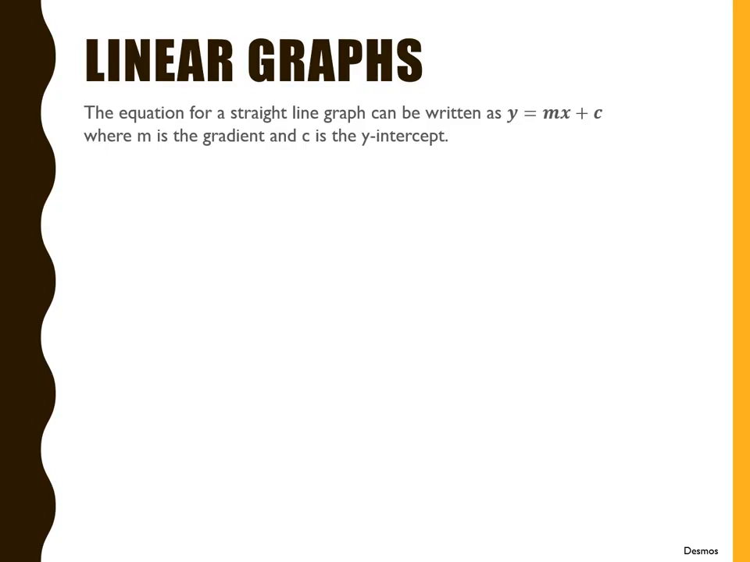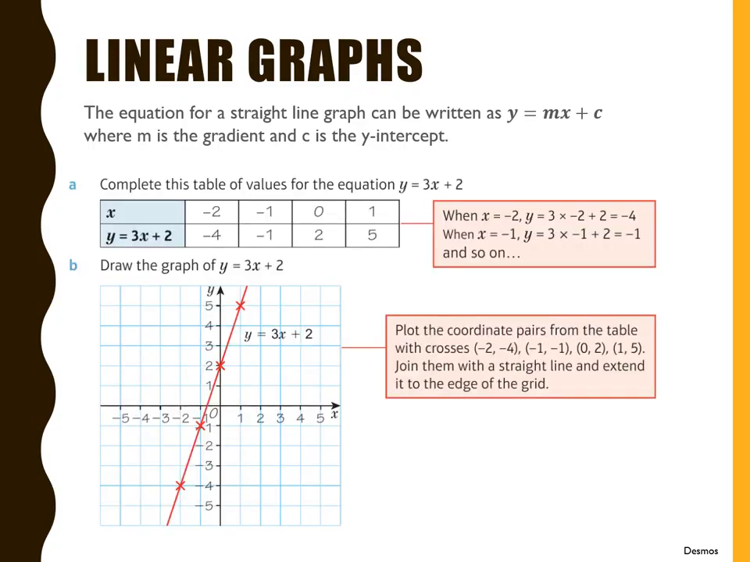The equation for a straight line graph can be written as y equals mx plus c, where m is the gradient and c is the y-intercept, which means it crosses the y-axis at c. If we were told to draw the graph y equals 3x plus 2, the first thing we need to do is have a table of values. So this is called a table of values.